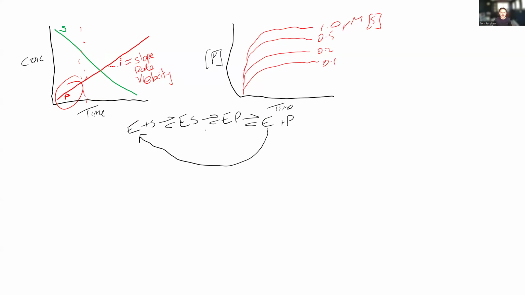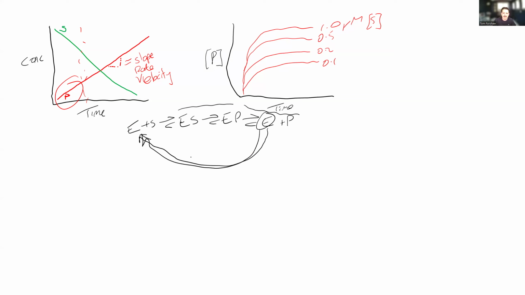But if you look too late in the experiment, then the enzyme just becomes saturated. It reacts as fast as it can, and then it needs to break apart as fast as it can to free up some space so you can go around and do the reaction again.